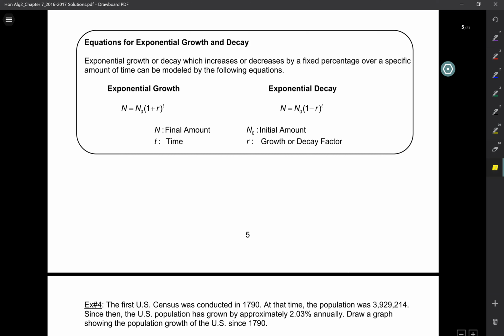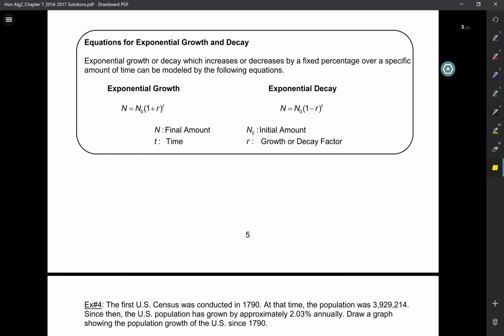So exponential growth or decay, sometimes in real life situations, something either grows or decreases exponentially by a fixed percentage over a specific amount of time. So for example, a car's value decreases. A car depreciates in value, let's say, 15% every single year, right? And it's a set amount. So if you bought your car in 2016, you know exactly how much it's going to be worth in 5 years because it decreases by a certain amount.